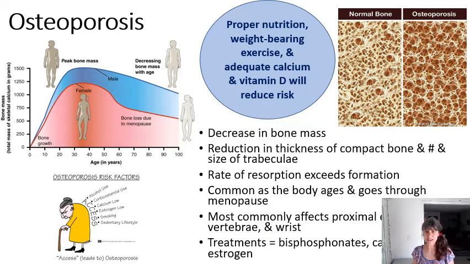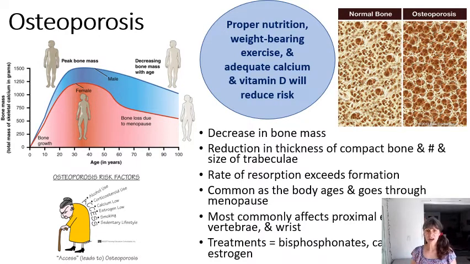Osteoporosis is most commonly seen in the proximal femur, the vertebrae, and the wrists, because we have bones that have a lot of spongy bone inside them.